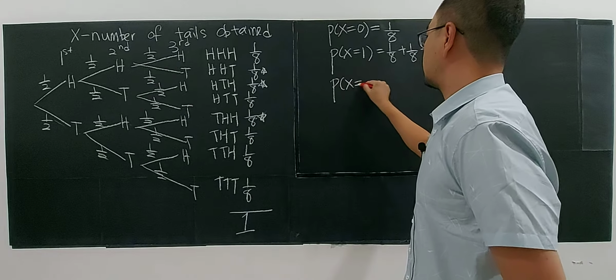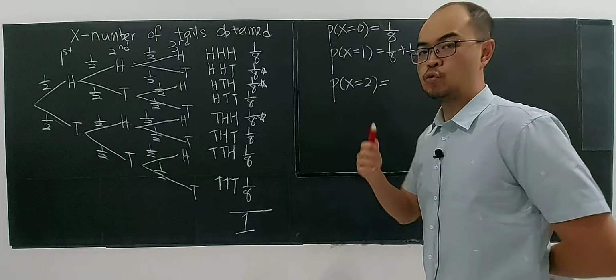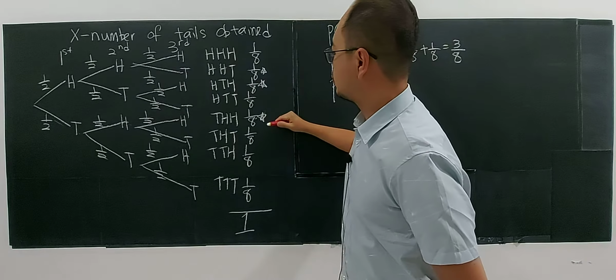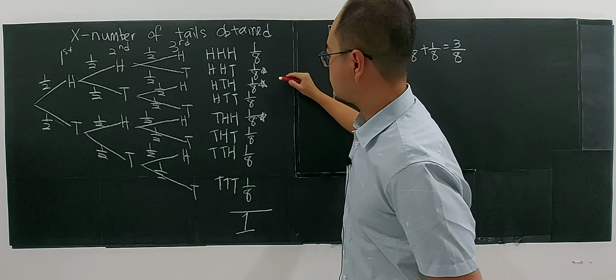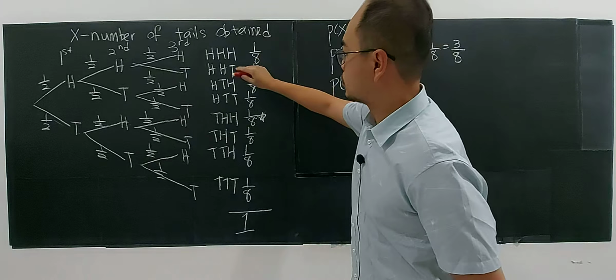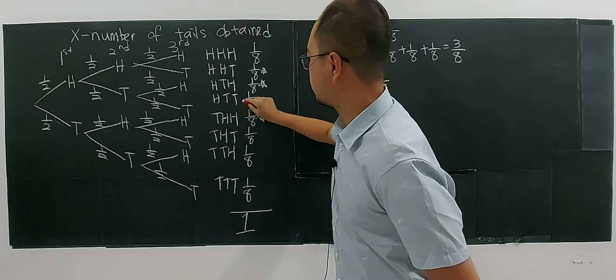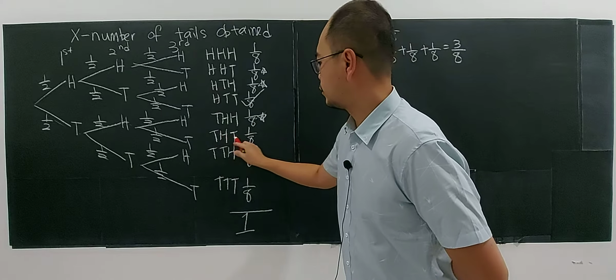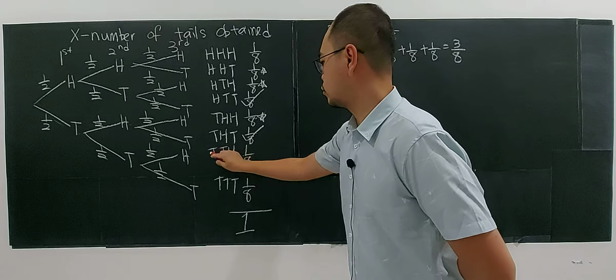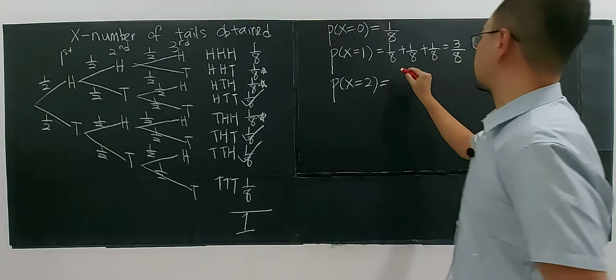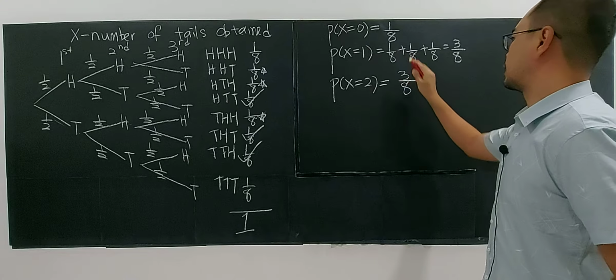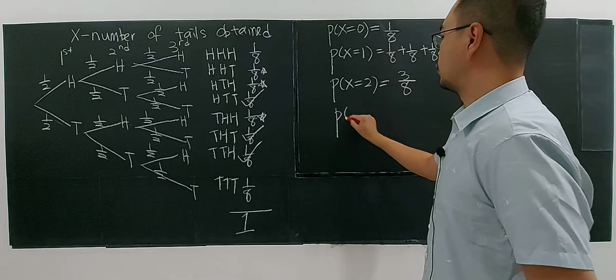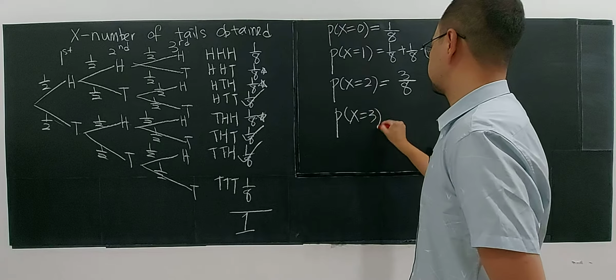Probability of X equals 2. 2 tails. Alright, 2 tails will be, okay, I put a mark here. So 2 tails will be this one, right? 2 tails. 1, 2. 1, 2. Tail, head, 2 tails. Okay, 1/8. Also makes up 3 over 8, right? 3 over 8. And at last will be P(X=3).